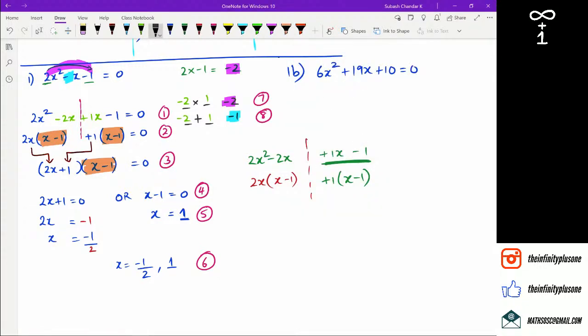Okay, so let's go through with question 1b, and then after that I'm going to go to question number 2.